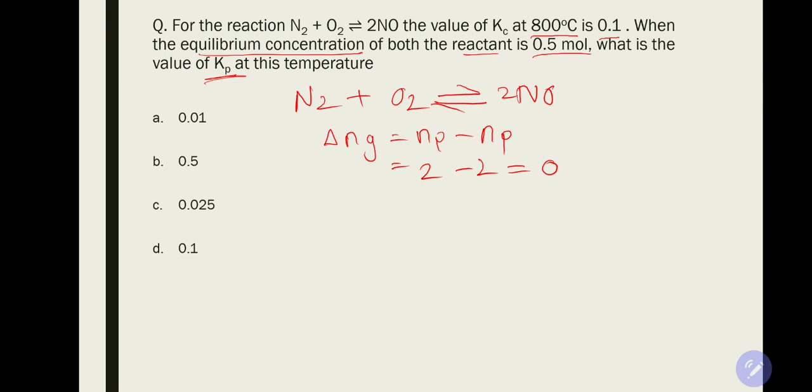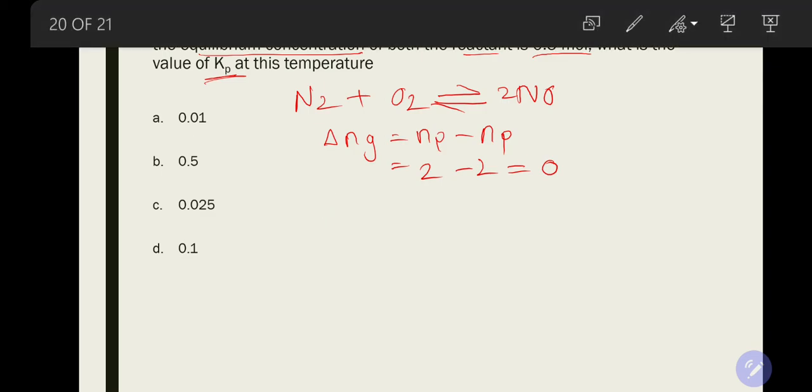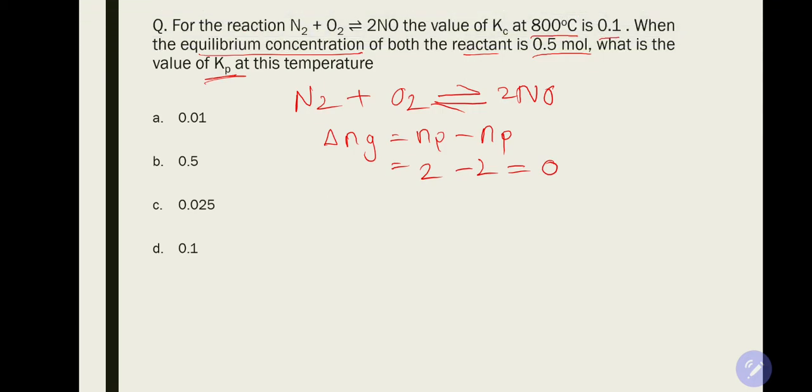Our next step is to apply this in the Kp and Kc relation. What is Kp? Kp is equal to Kc into RT to the power delta Ng. Am I right? Now, let's not substitute in this, because they have asked you what Kp and Kc are.